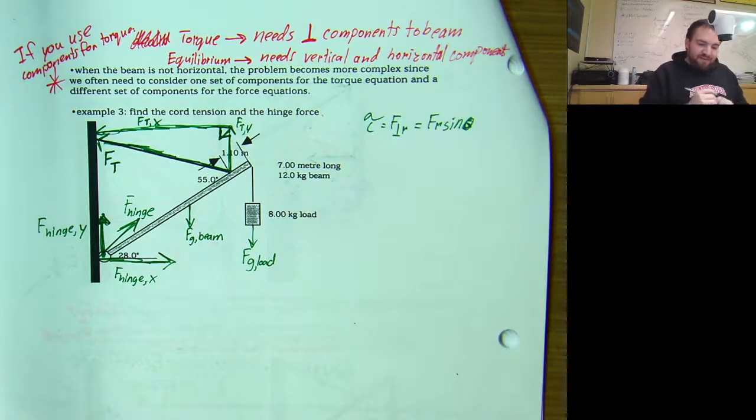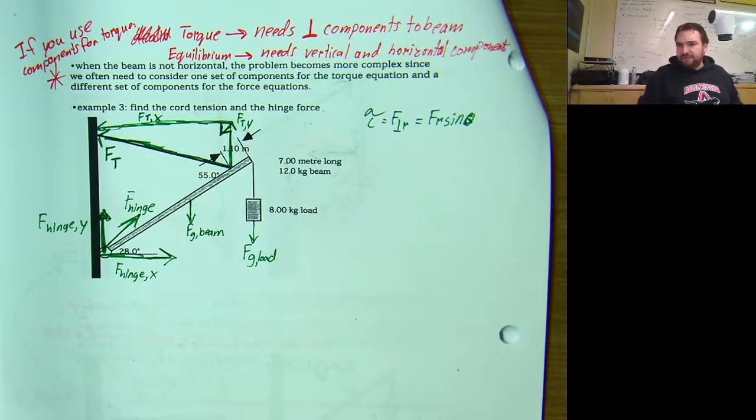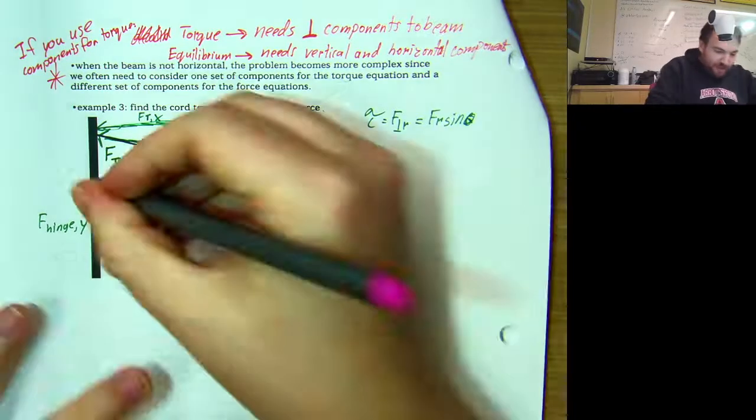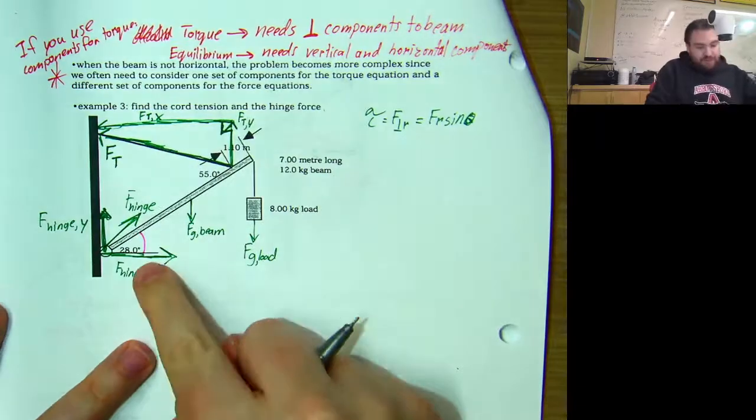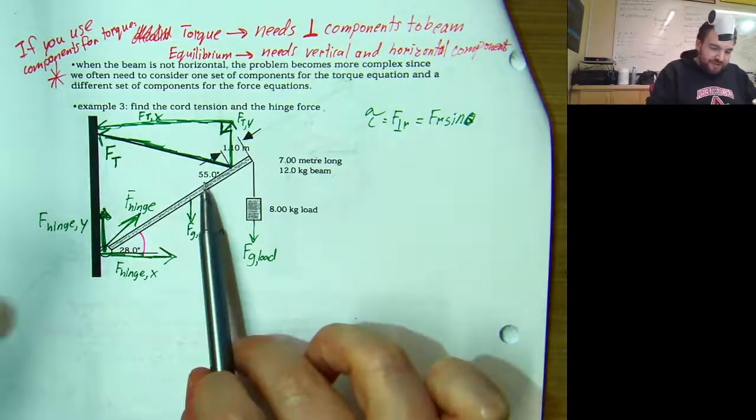We'll do some angle manipulation here to figure this out. Actually, I'll do it right now, just to show you how I would do this. We know this angle down here is 28 degrees. We're told that the beam is up at an angle of 28 degrees. We're told this is 55 degrees.